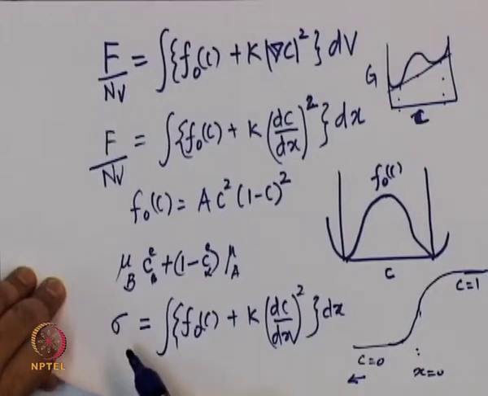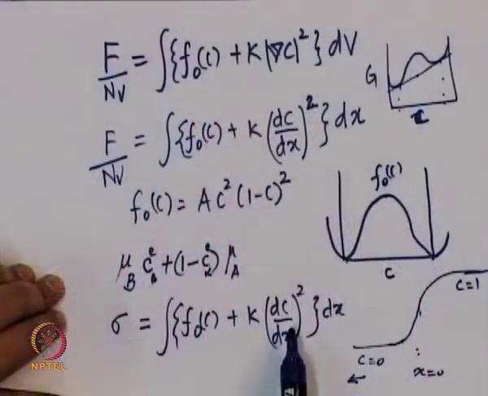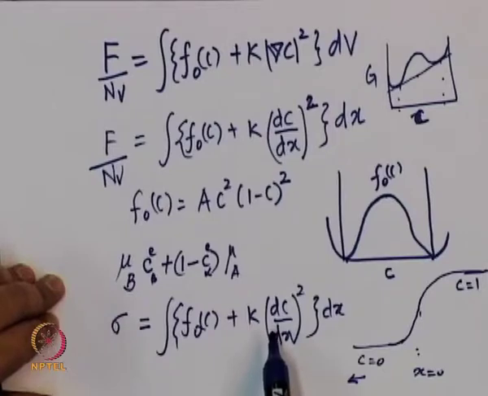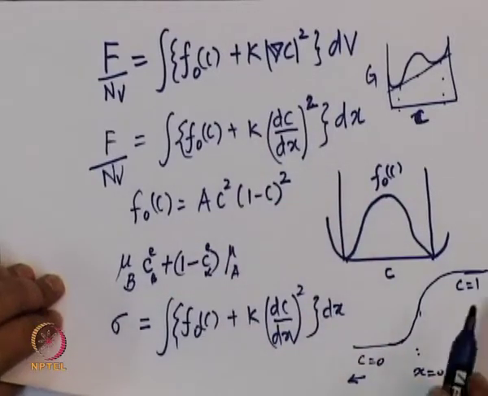Now, we want to minimize this interfacial free energy. The system would prefer to choose that interface profile which minimizes the interfacial energy, because this is the excess free energy. So, it would like to make it as small as possible. So, the problem of identifying the interfacial free energy becomes a problem of minimizing this functional, because it is the same functional as our Cahn-Hilliard free energy functional.